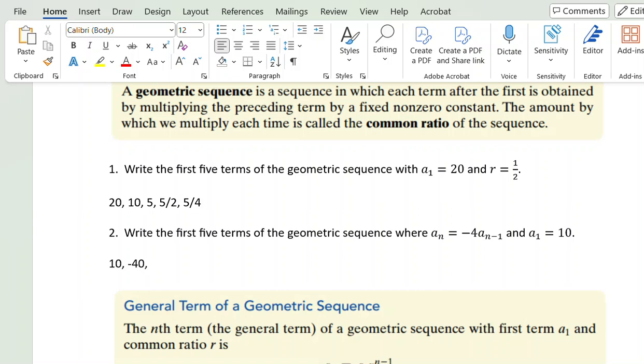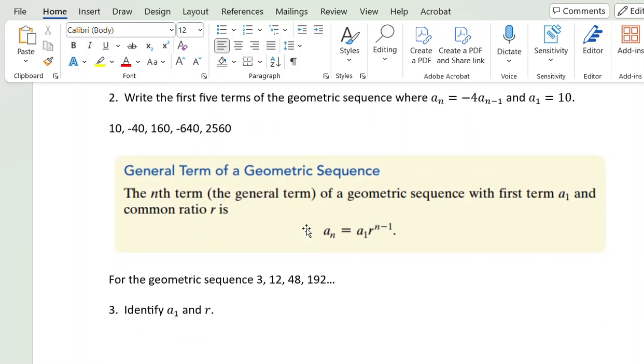For my third term, I'm going to multiply by -4 again. That's going to give me positive 160. Multiply by -4 to get -640 for the fourth term. And finally, multiply by -4 one more time to get the fifth term. -640 times -4 is going to be positive 2,560.